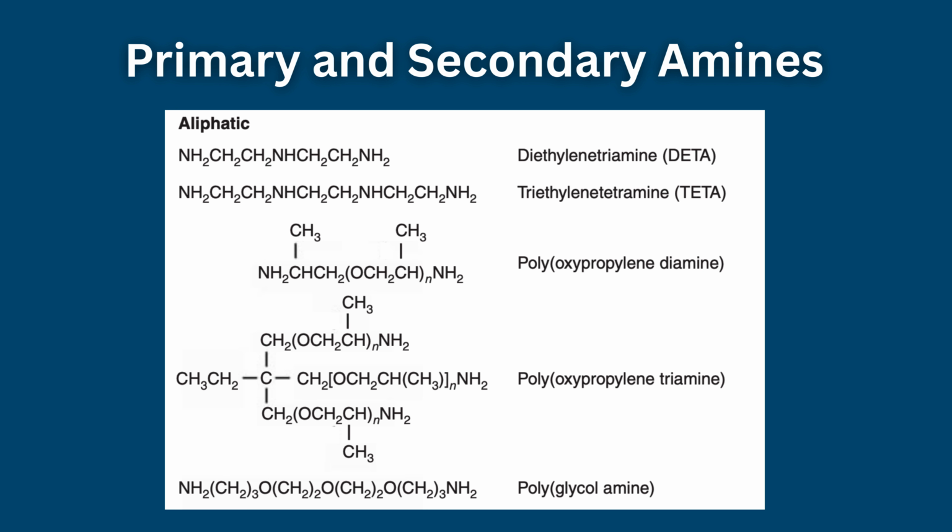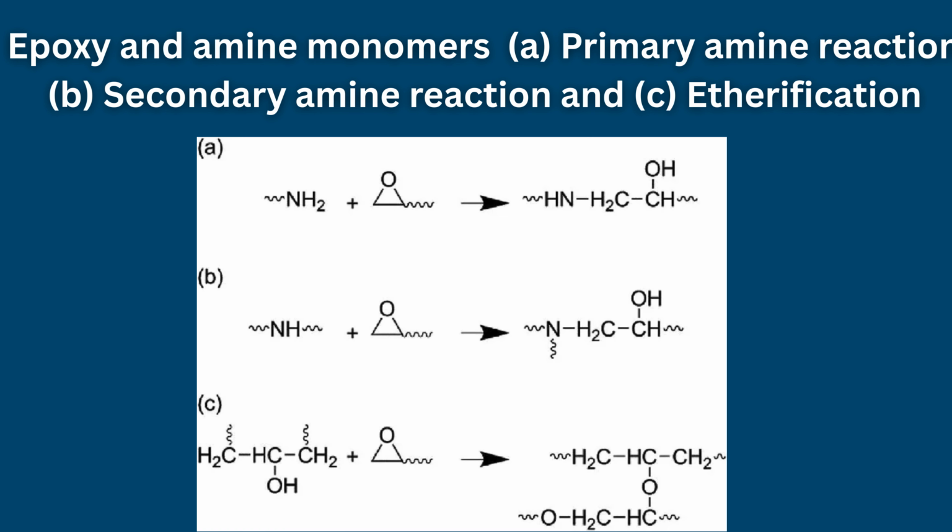The hydroxyl groups generated during the reaction can further accelerate the curing process. These groups facilitate additional reactions between epoxy groups and amines, as well as secondary reactions between hydroxyl groups and epoxides. The result is a complex cross-linking mechanism that gradually builds a three-dimensional polymer structure.